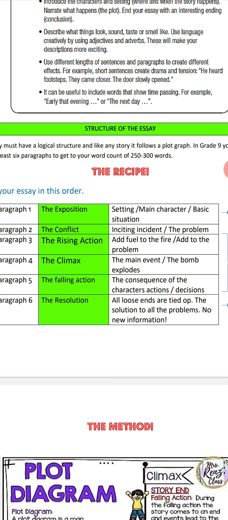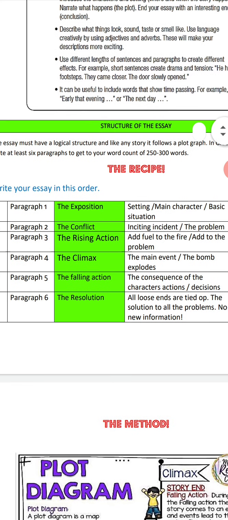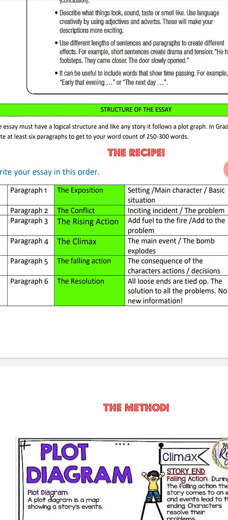The problem is becoming more and more complex with the passage of time, and it comes to the point where everything can happen, the bomb can explode, and this is the climax. This you can introduce in your paragraph number 4.